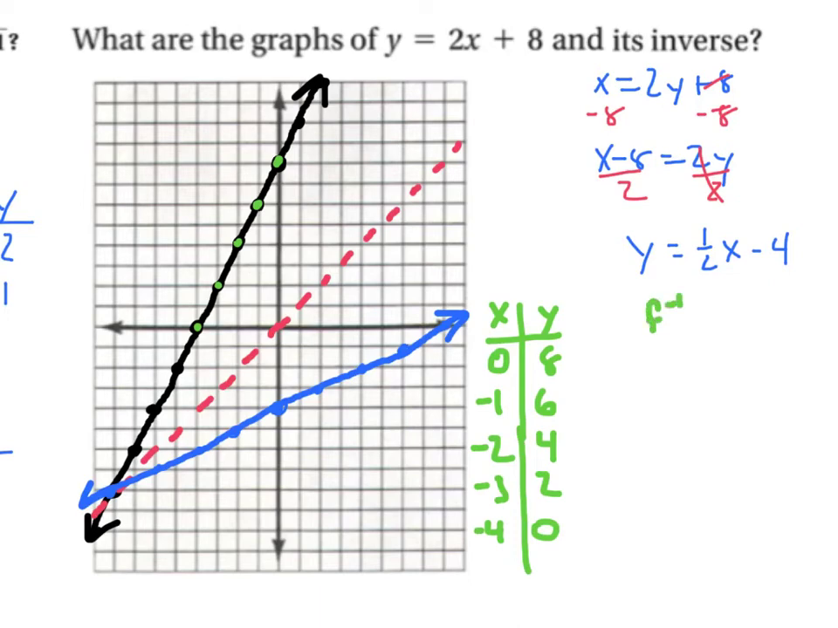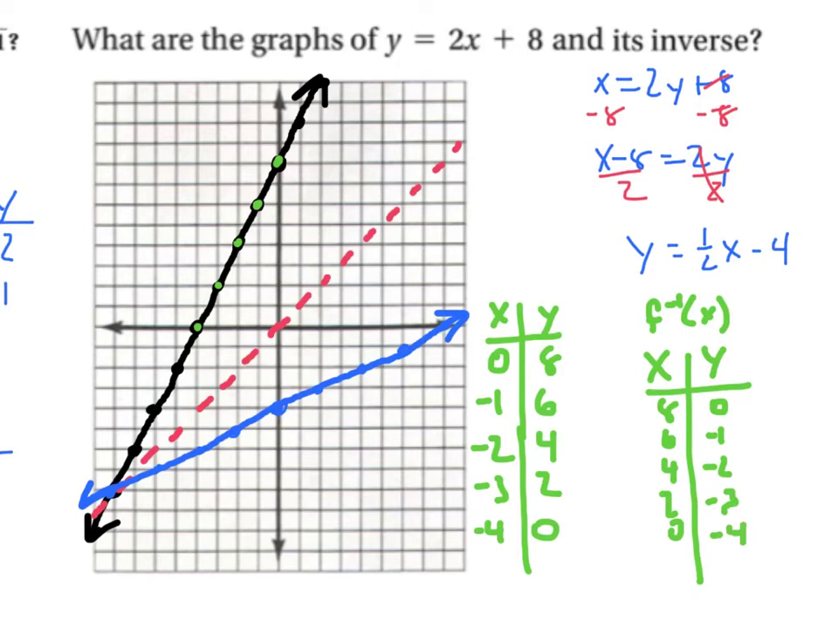So then the inverse was at the points (8, 0), (6, -1), (4, -2), (2, -3), (0, -4). And look where they end up being. Where is the point 8, 0? Oh, it's right there. Where is the point 6, -1? Oh, it's right there. 4, -2. 2, -3. 0, -4.